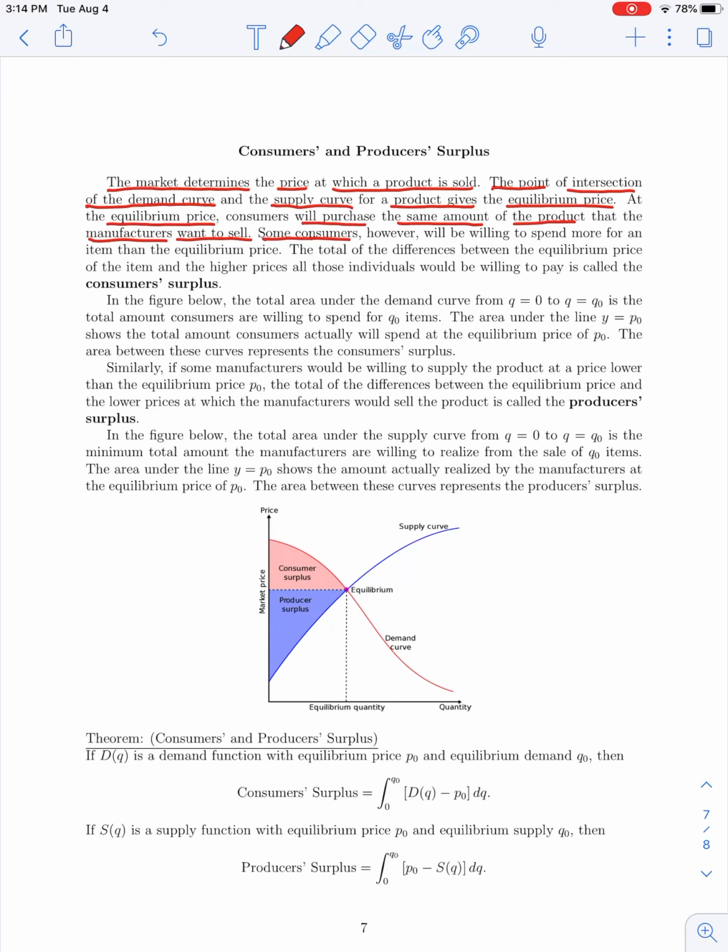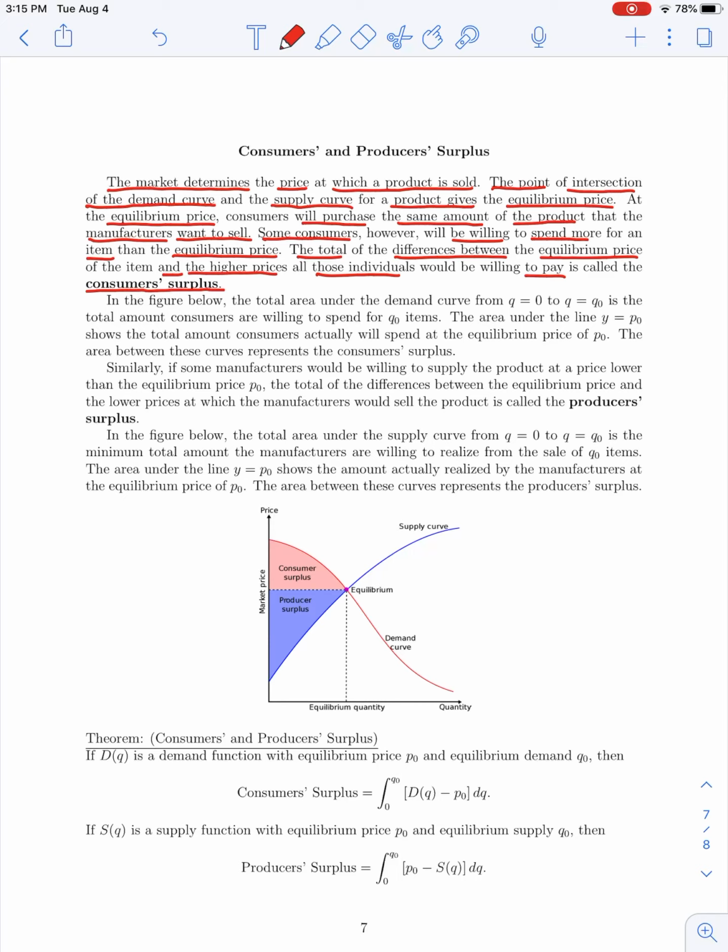However, some consumers are willing to spend more for an item than the equilibrium price. So if we consider the total of the differences between the equilibrium price for this item and the higher prices for all individuals who are willing to pay, this is what's called consumer's surplus.